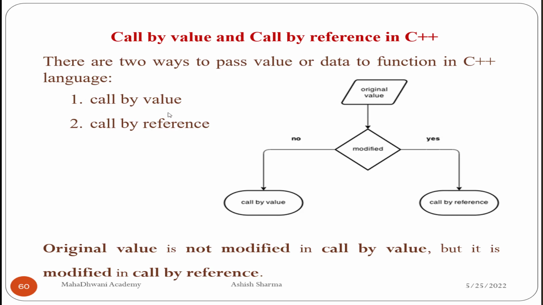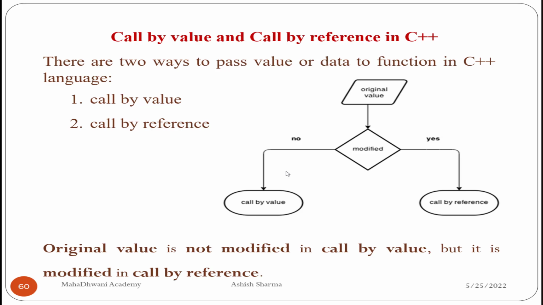Number one, call by value; number two, call by reference. What is the difference here? We have our original value in the variable. We will check whether the value will be modified or not. If the original value of the variable is not going to be modified, it means we are using call by value. If the value will be modified, then we are using call by reference. So call by reference can modify the value of the original variable. Call by value just uses a copy of the variable. It will not use the actual variable location.